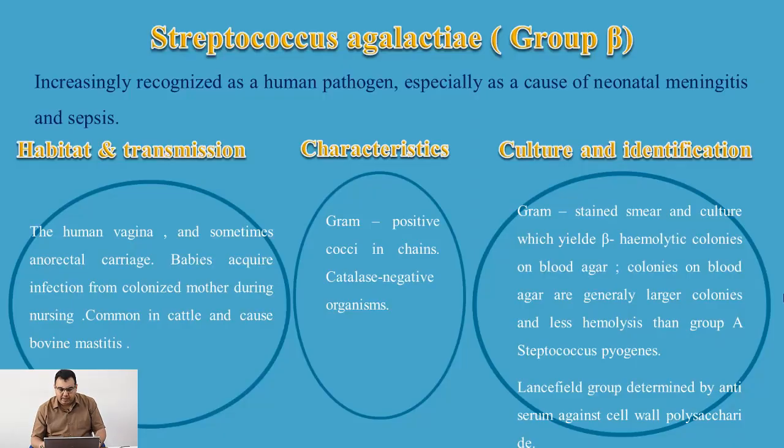Streptococcus agalactiae, group B. Habitat and transmission: the human vagina and sometimes anorectal carriage. Babies acquire infection from a colonized mother during nursing. It is common in cattle and causes bovine mastitis. Characteristics: Gram-positive cocci in chains, catalase-negative organism. Gram smear and culture yield beta-hemolytic colonies on blood agar. Colonies on blood agar are generally larger, with less hemolysis than group A Streptococcus pyogenes. Lancefield group is determined by antisera against cell wall polysaccharide.